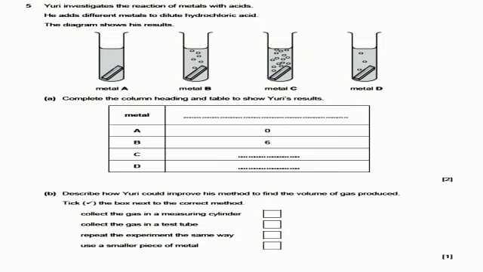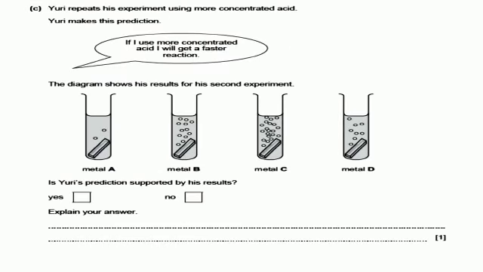Question B. Describe how Yuri could improve his method to find the volume of the gas. You will choose the first one. Collect the gas in a measuring cylinder. Question C. Yuri predicted that if he used more concentrated acid, he will get a faster reaction. Is Yuri's prediction supported by his results? Yes. Why? Because there were more bubbles.